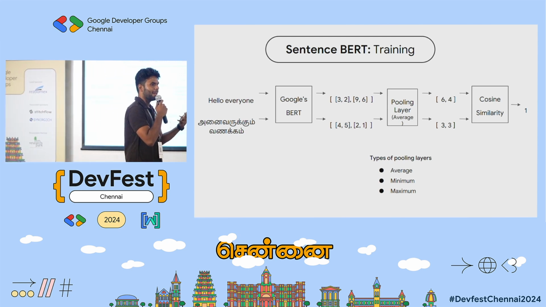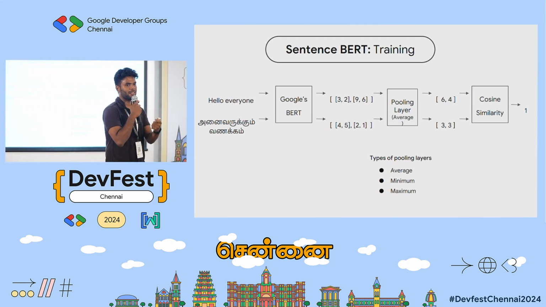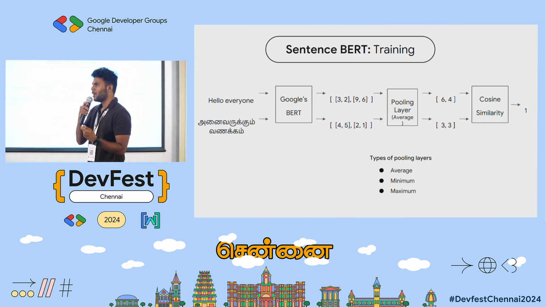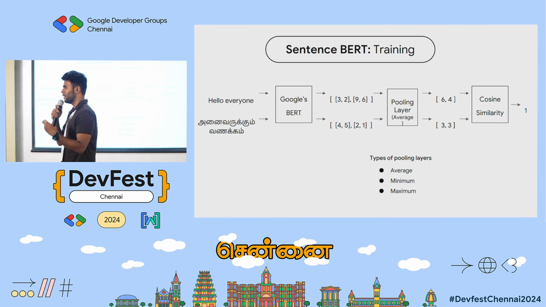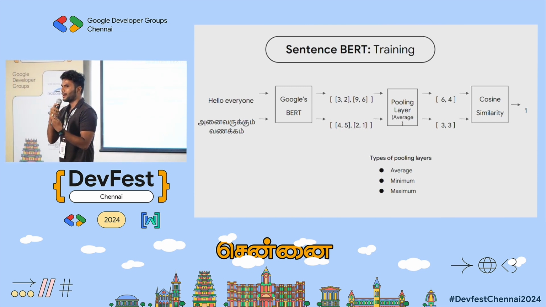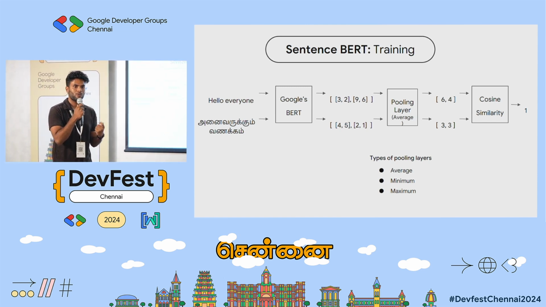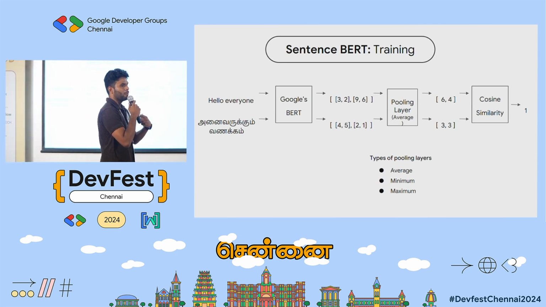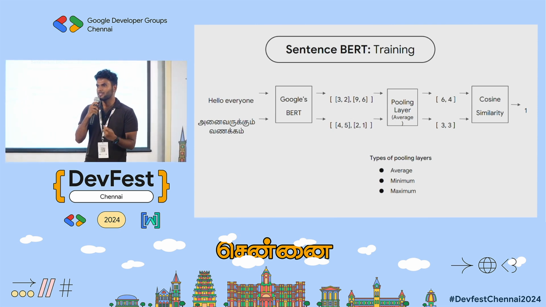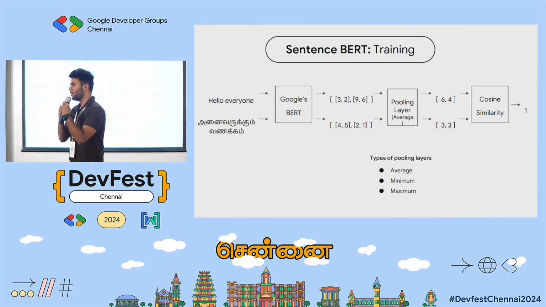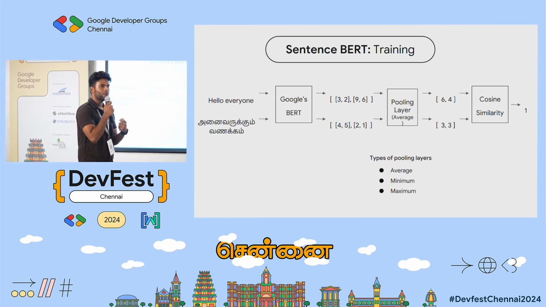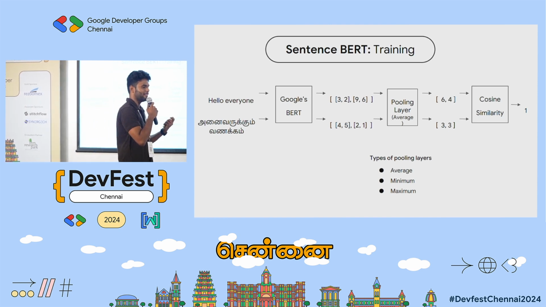Pooling layer is nothing but the layer that converts multiple arrays into a single array. There are 3 types of pooling layer. One is the average pooling layer that will calculate the average of all the given arrays and give you the final result. Another one is the minimum pooling layer that will choose the minimum value from the array and construct the final vector. Another one is maximum that will choose the maximum value from the array and give you the final vector. The output from this pooling layer is called sentence embedding.